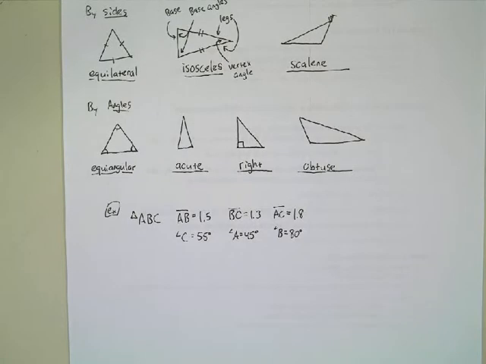Okay? So take a look at that and just think about it right now. Don't say it out loud, just think about it. How might we classify this triangle by its sides? Just think about it, don't say it out loud. And how might we classify it by its angles? Again, just think about it, don't say it out loud. Okay, I'm going to call on someone here.